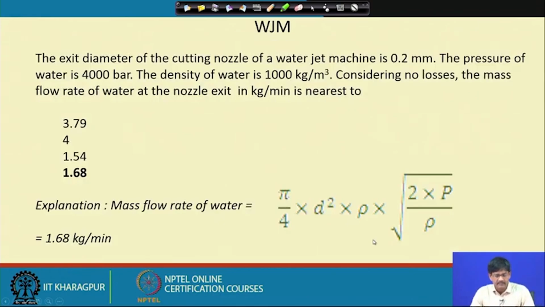the exit diameter of the cutting nozzle of a water jet machine is 0.2 millimeters. The pressure of water is 4,000 bars. The density of water is 1000 kg per meter cube. Considering no losses, the mass flow rate of water at the nozzle exit in kg per minute is nearest to. These are the options, and I am providing the answer 1.68 kgs per minute.